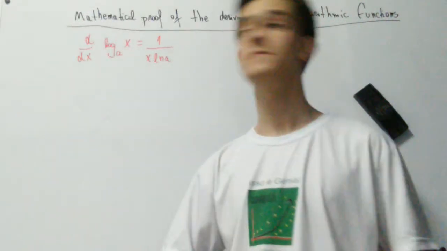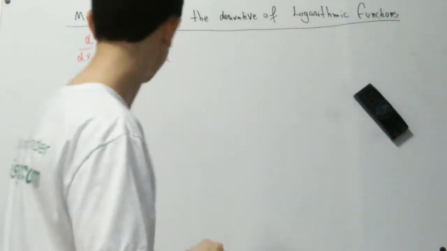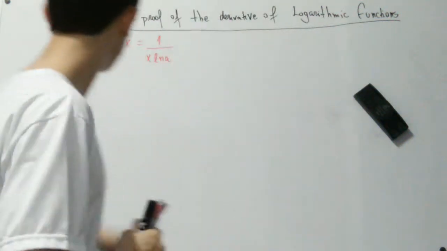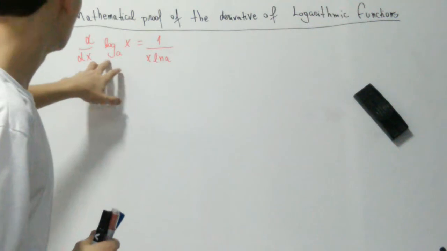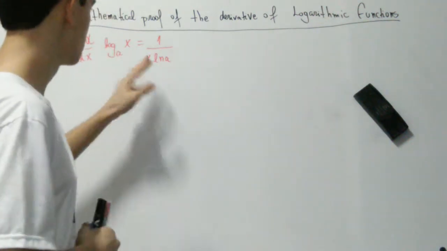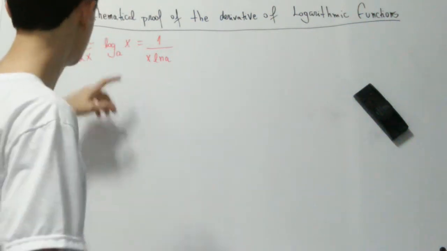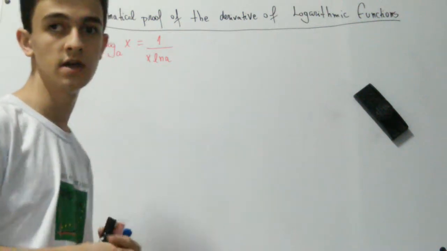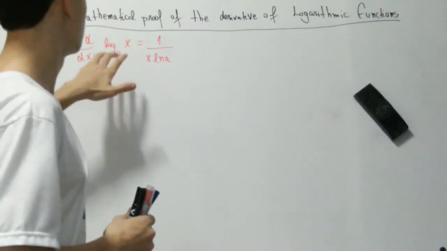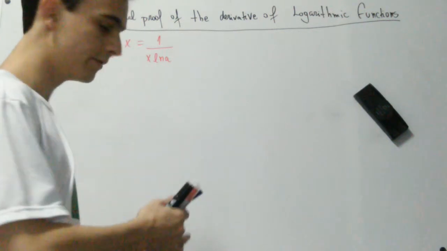In this video, you're going to see the mathematical proof of the derivative of logarithmic functions. So, when you study calculus, we see that the derivative with respect to x of log base a of x is equal to 1 over x times natural log of a. And a here is just a constant. We are using a generalized base. It's just a constant to represent the base. And this is the derivative of a logarithmic function. And we're going to prove that this is true. So how are we going to prove it?